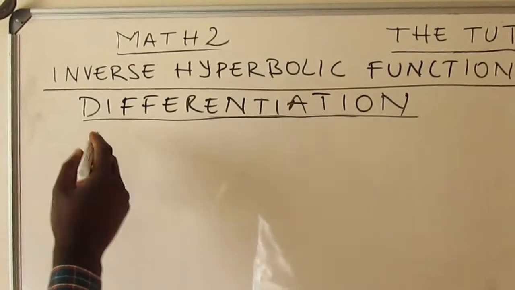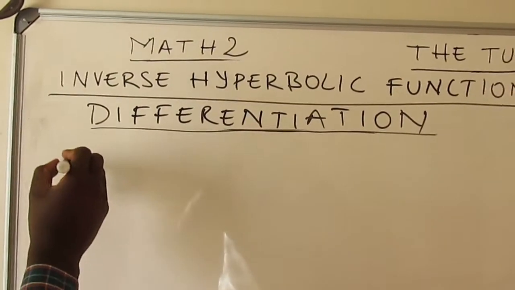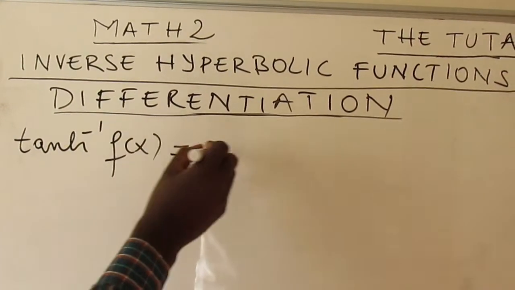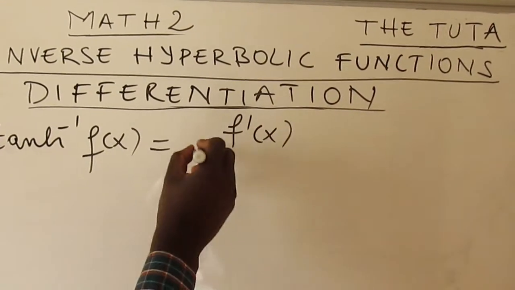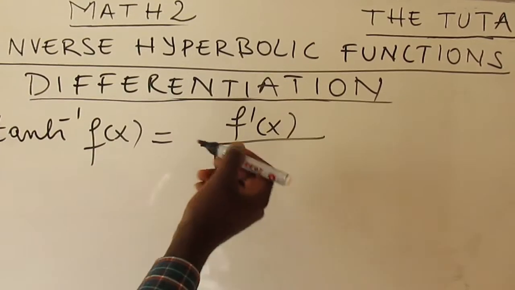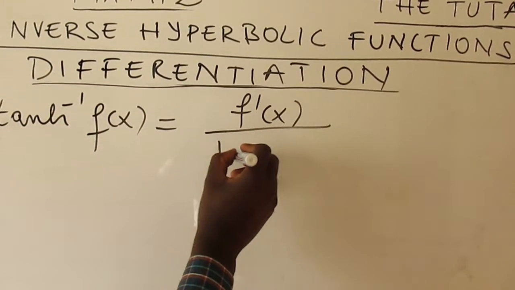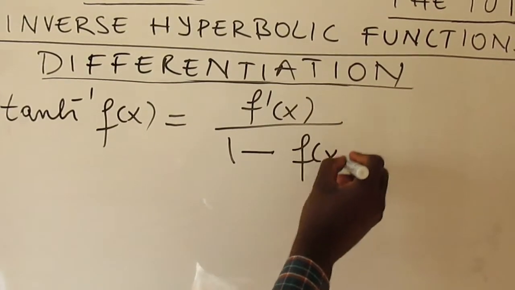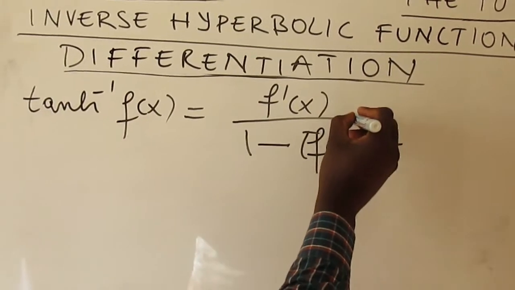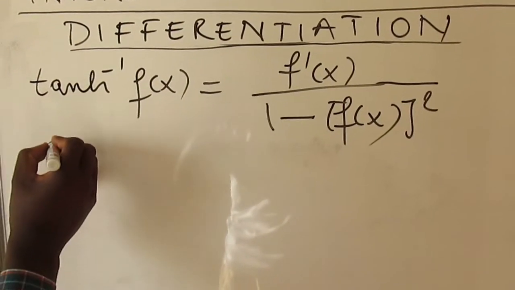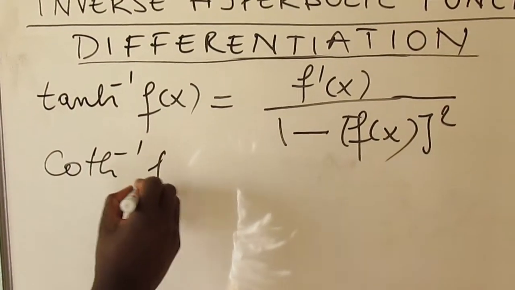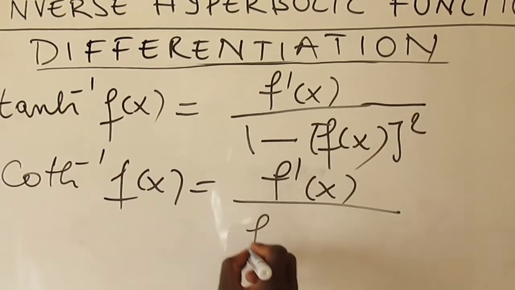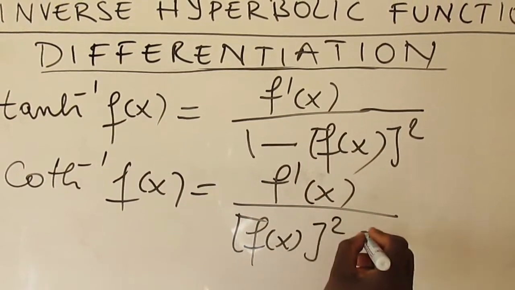Guys, apart from arc sinh and arc cosh, we also have arc tanh of f of x. You derive f of x over 1 minus f of x squared. Here in hyperbolic functions it's going to be negative, but in trigonometric functions it was plus. Now for arc coth of f of x, you derive f of x over f of x squared minus 1.